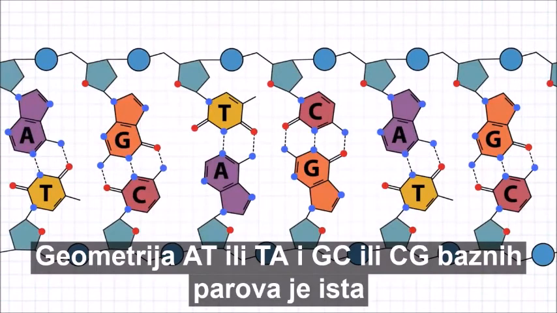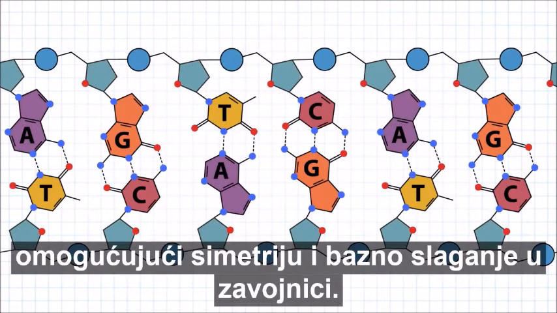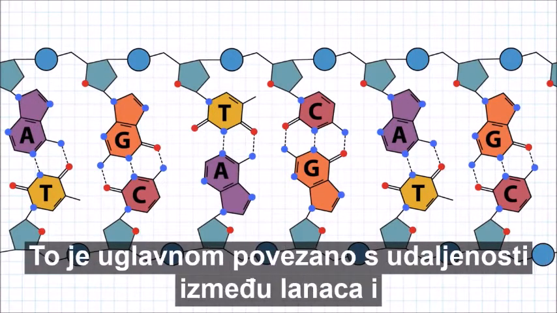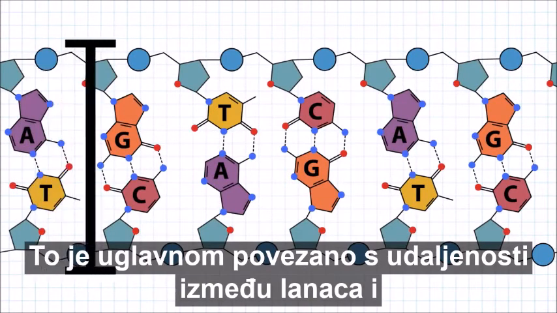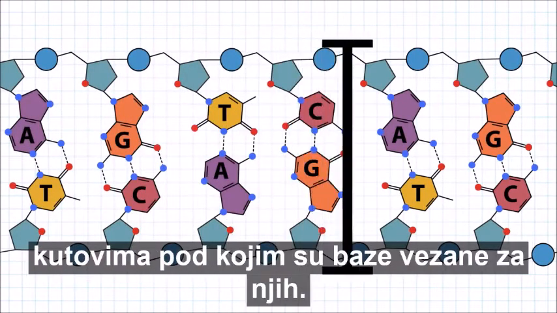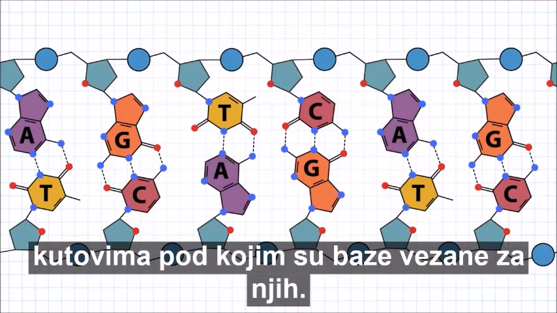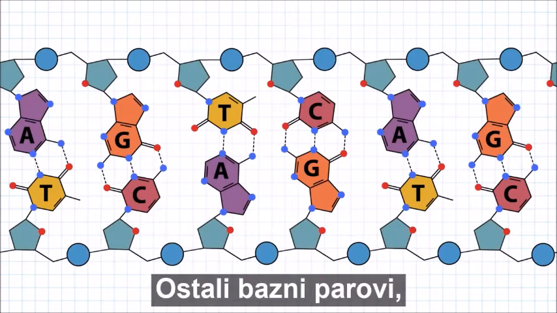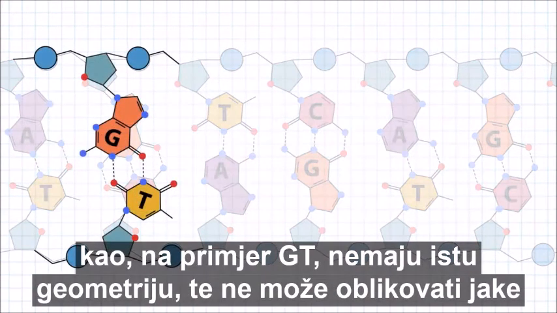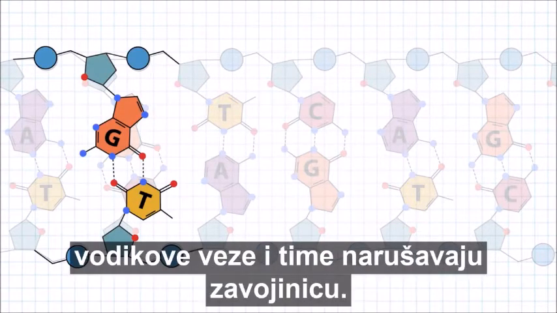The geometry of the AT, or TA, and GC, or CG, base pairs is the same, allowing for symmetry and base stacking in the helix. This mostly has to do with the distance between the backbones and the angles to which the base is attached to the backbone. Other base pairs, like GT for example, do not have the same geometry, cannot form strong hydrogen bonds, and disturb the helix.